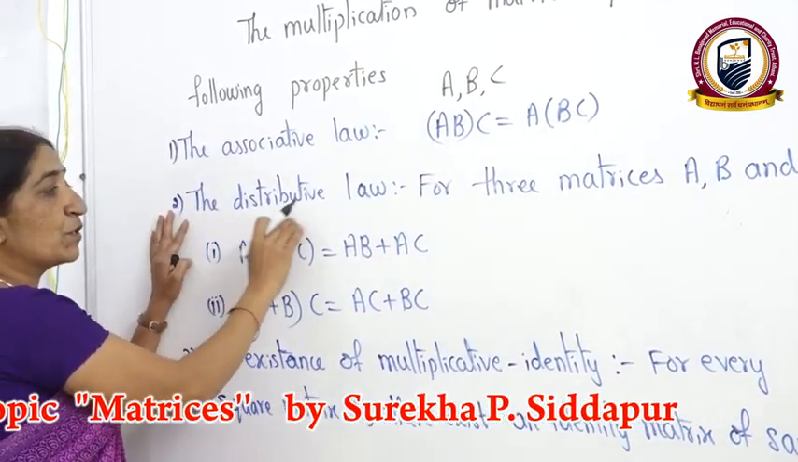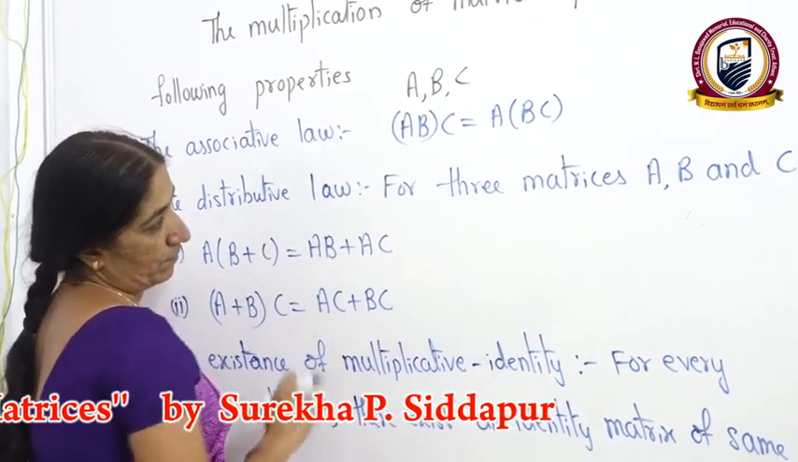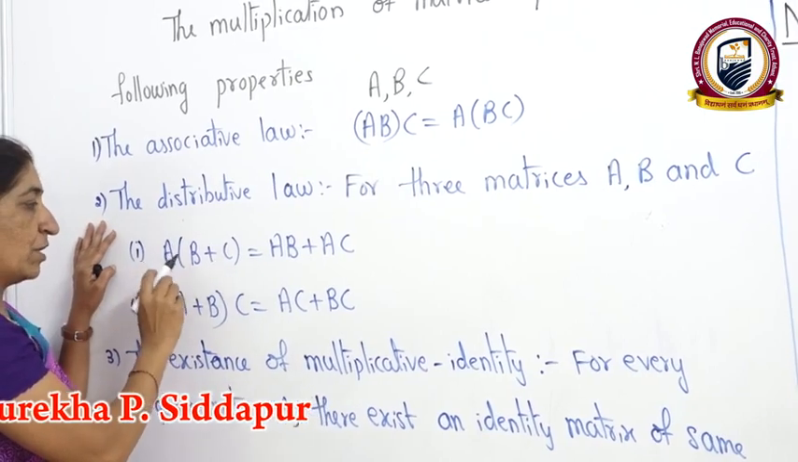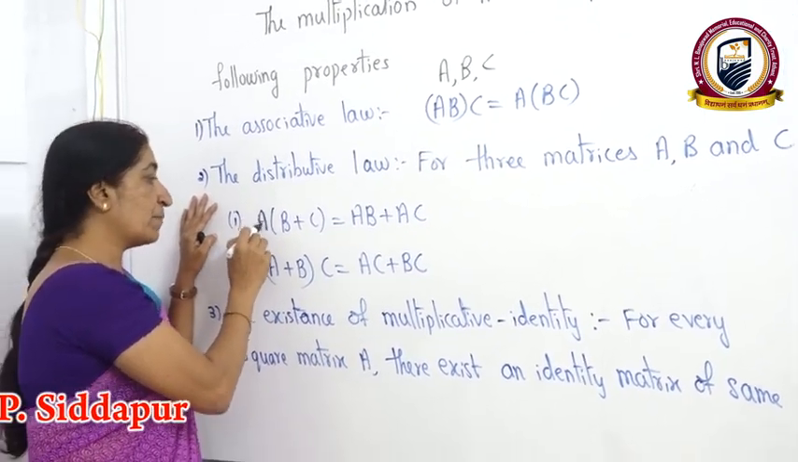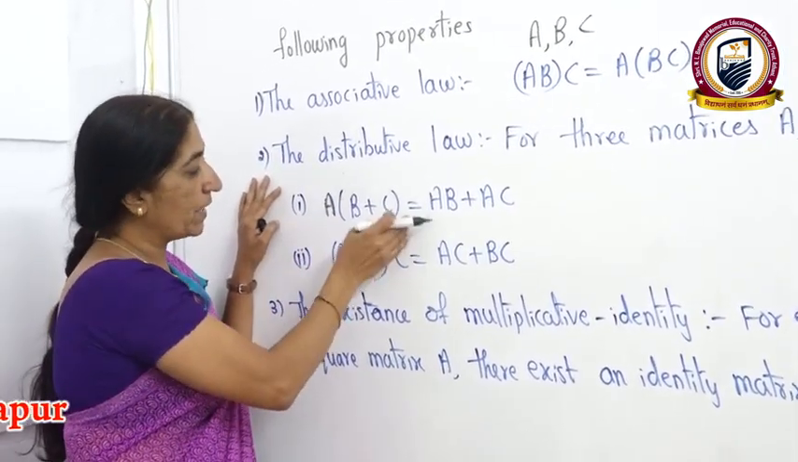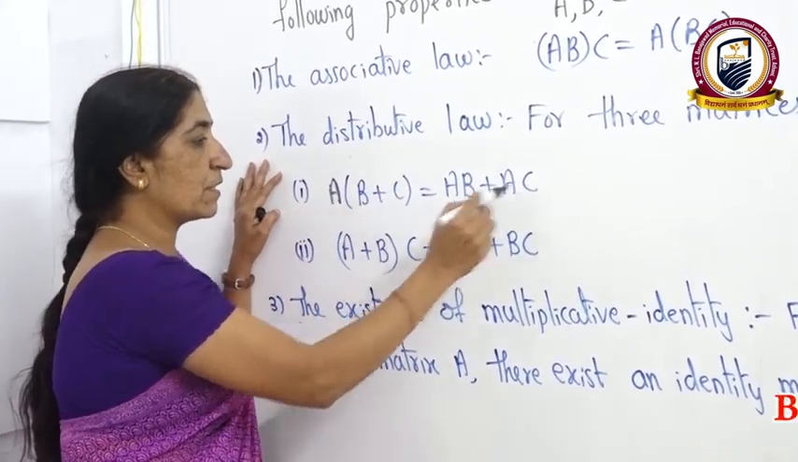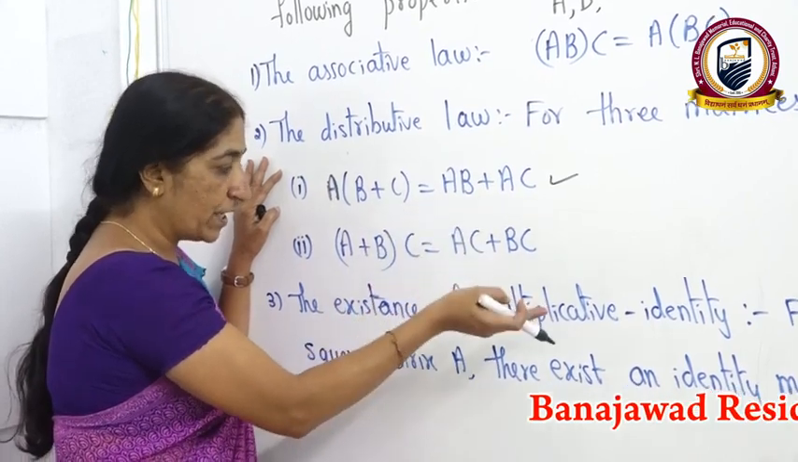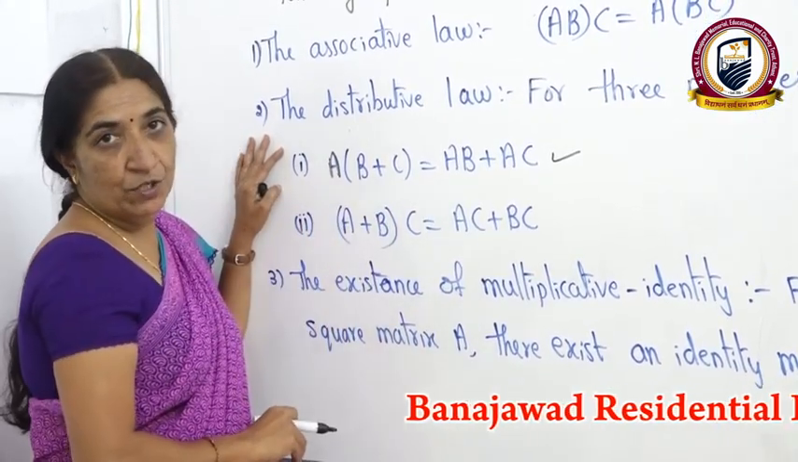After that, the distributive law. Here also we are taking three matrices of any order. They satisfy the condition. Here A is present on the left side; remove the bracket, it is AB plus AC. This is called the left distributive law. And here C is present outside, so it is called the right distributive law.